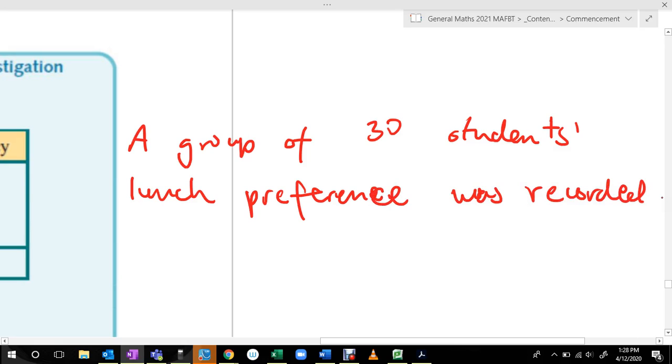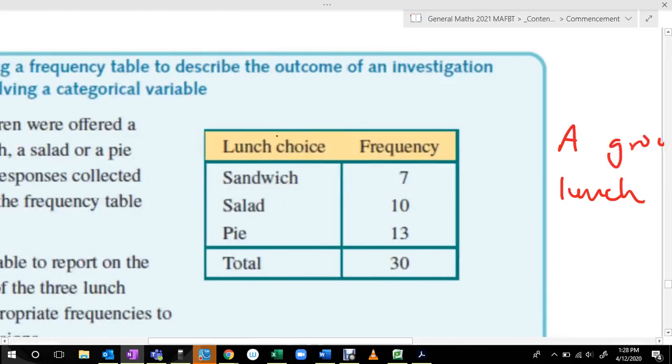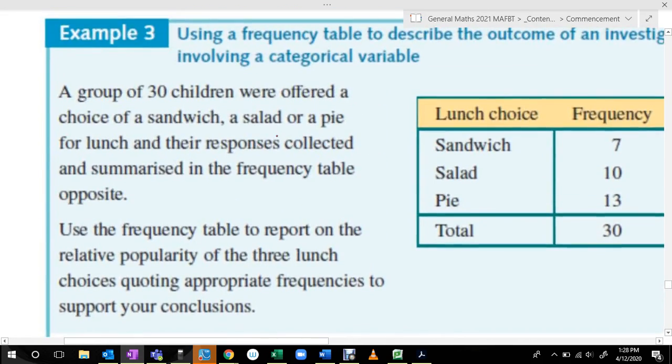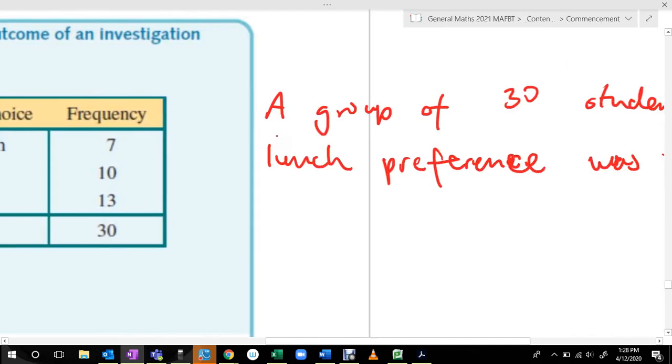And you can word it any other way you want. You could say 30 students and 30 people's lunches were recorded. You just have to make sure you tell me the context. What are we actually looking at? The example already has a solution in the bottom for it. Yeah, but I want to write it down for you so we can see how it's put together.